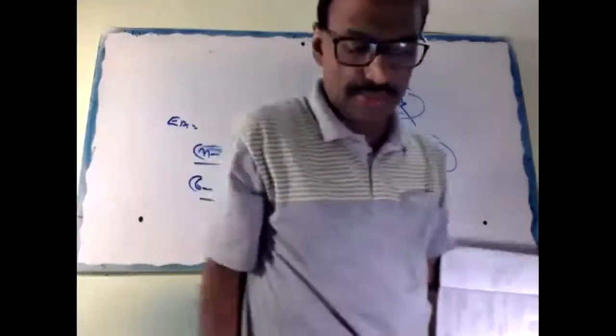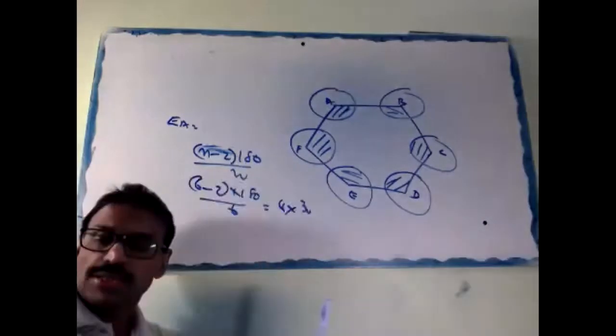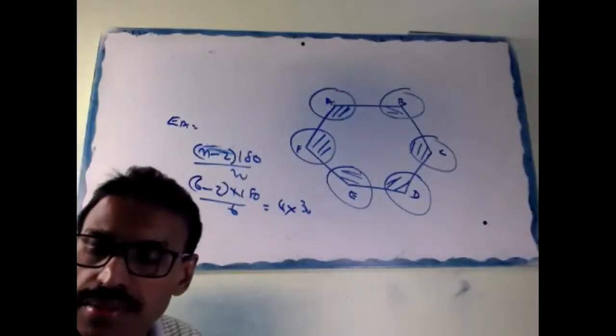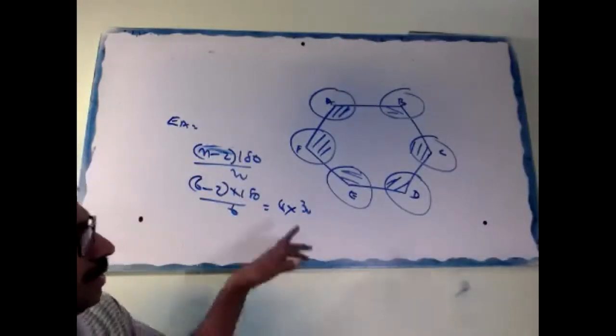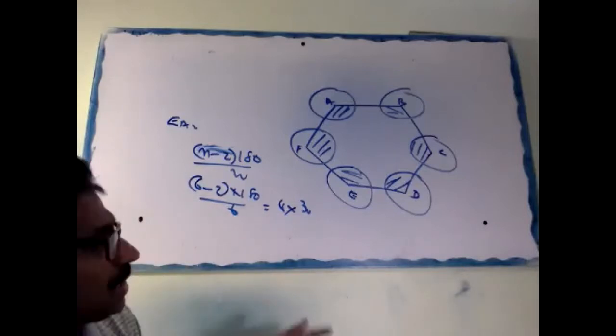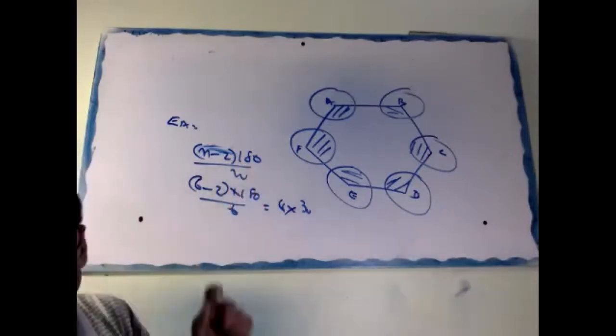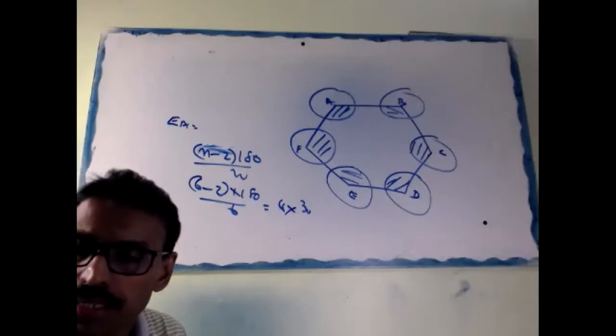You all got that angle. Each angle is 120. Correct or no? How to find the angle? The formula is what? N minus 2 into 180 by n, where n equals the number of sides.